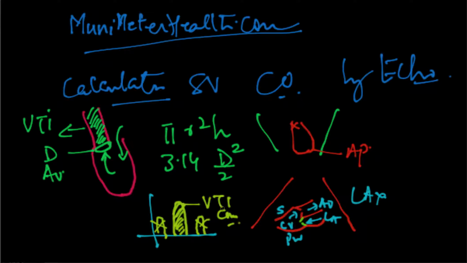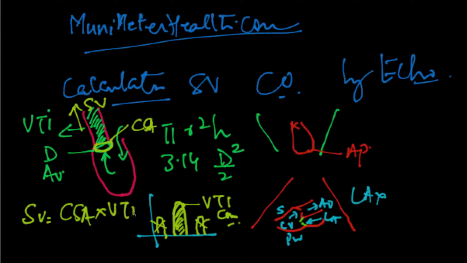Okay, so the VTI times your CSA, which we just calculated. Remember, this is your CSA, your cross-sectional area. The cross-sectional area is pi r squared. Okay, so cross-sectional area times VTI will give you the stroke volume that is going up here. Very simple. So stroke volume, let's do it again. Stroke volume is CSA, which is your cross-sectional area of the aorta right here, times the VTI, which we just calculated by the Doppler.